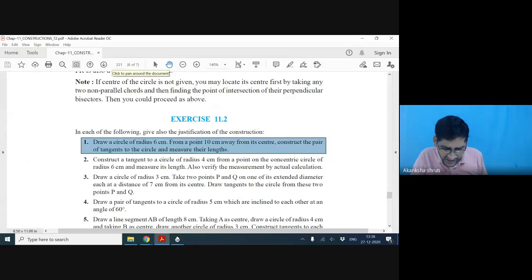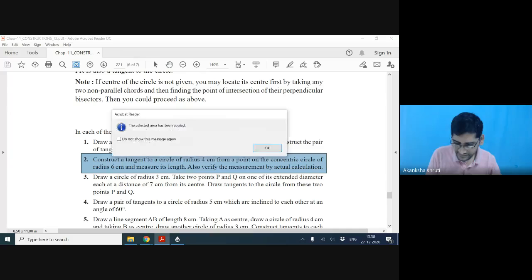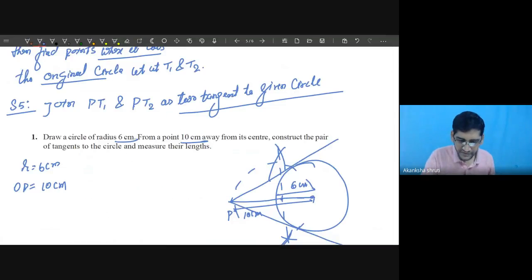Construct a tangent to a circle of radius 4 centimeter from a point concentric. Concentric means of the same radius. From a point of radius, measure its length and verify. The same kind of thing, but in different language it is asked. So students, how is this? Let us see.